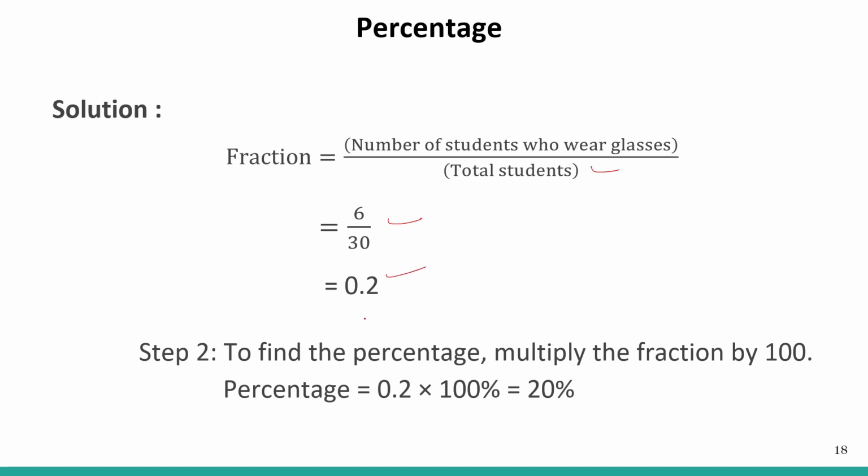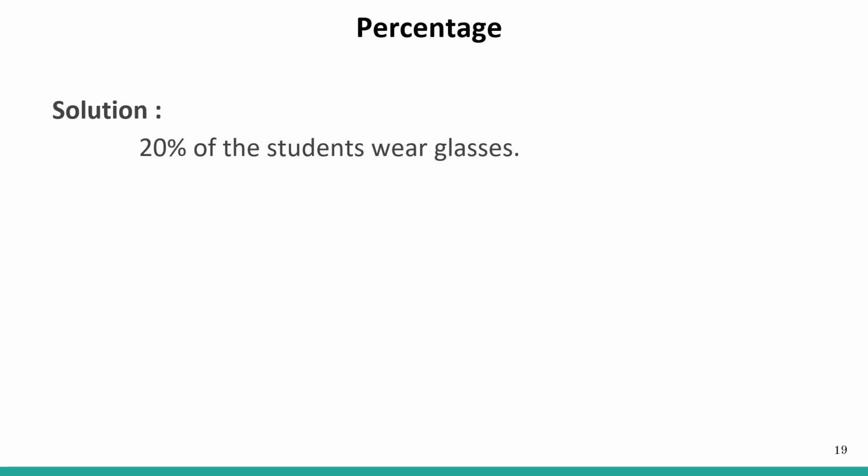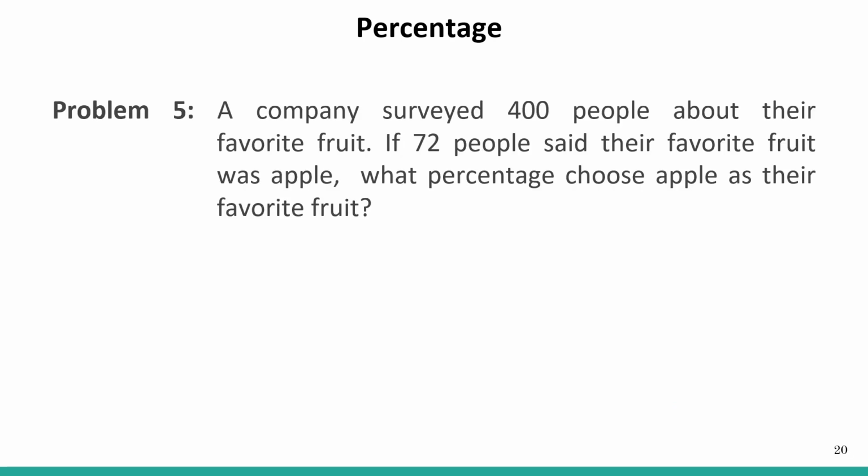So converting this fraction to percentage, what we do is we multiply by 100. So we multiply 0.2 by 100 and we are left with 20%. So 20% is the final answer. So 20% is the students who wear glasses in the class. So let's see problem number 5.